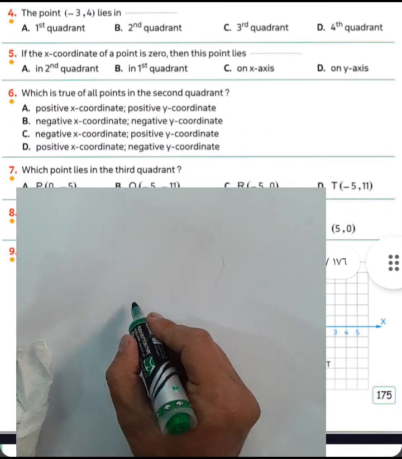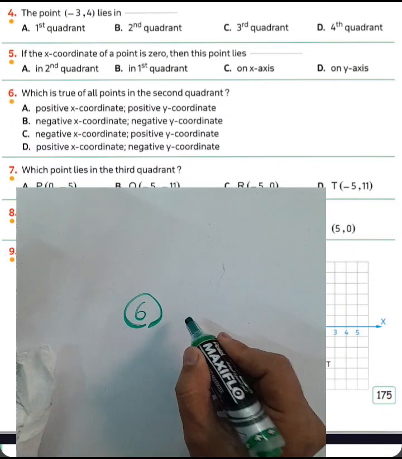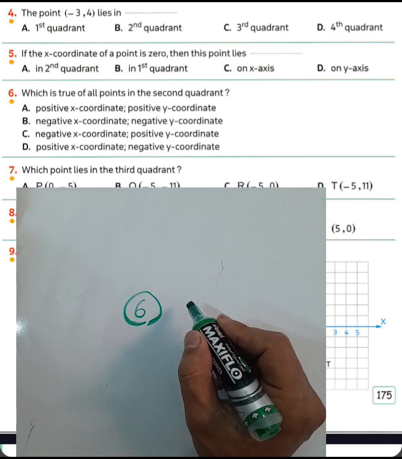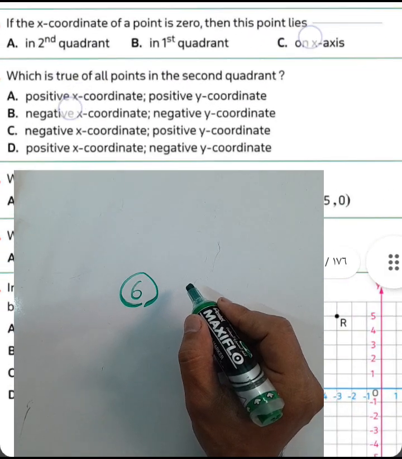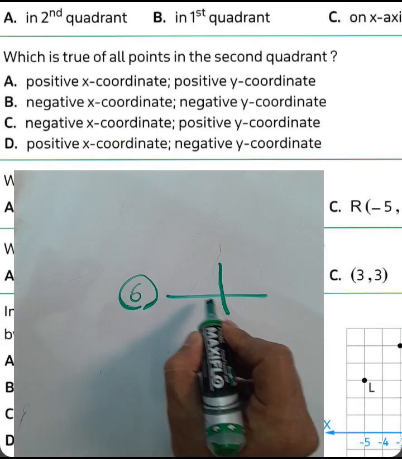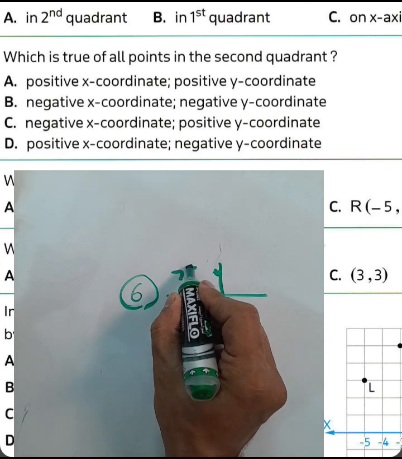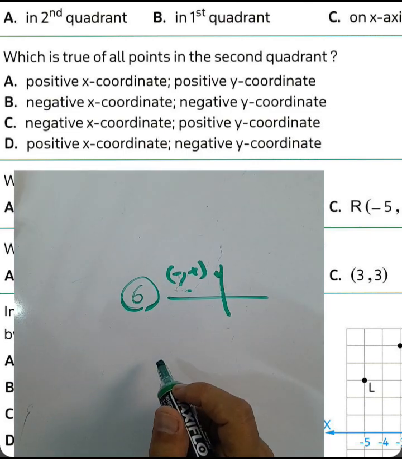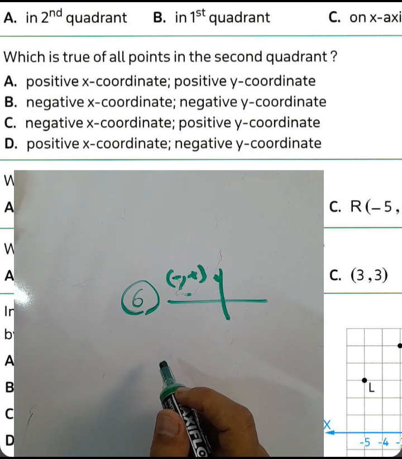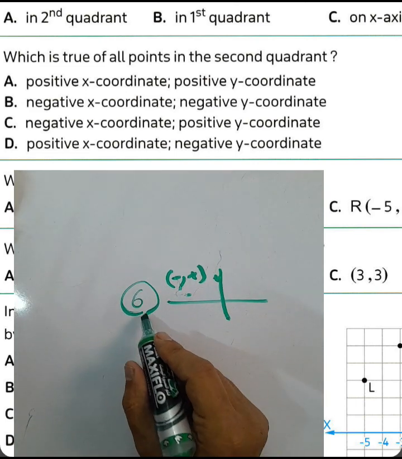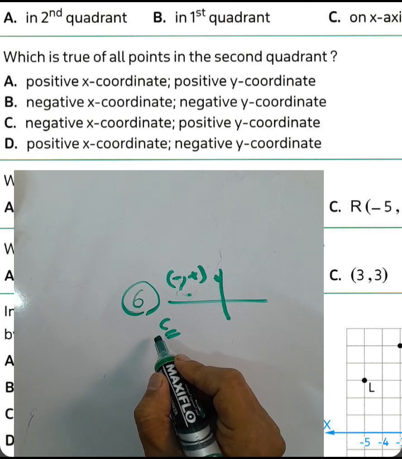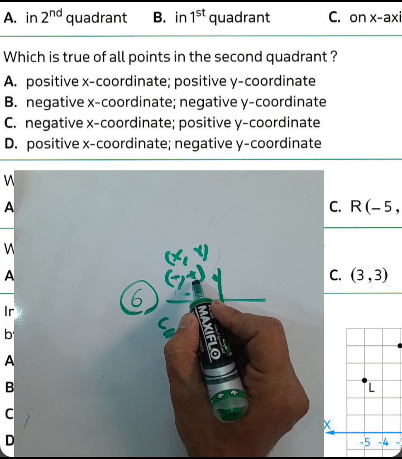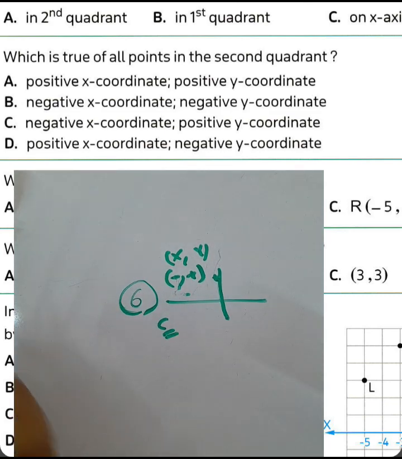Question number 6. Which is true of all the points in the second quadrant? In the second quadrant, the signs are negative and positive. Choose letter C for question number 6: negative x coordinate and positive y coordinate.